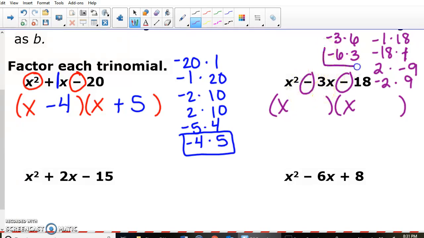So the one that would work this time would be this last one here. So I'm going to have a negative 6 and a positive 3. So let's check it. Negative 6 times positive 3 gets me negative 18. And then negative 6 plus 3 gets me my negative 3. So it's very similar to this last problem we did, only this time we're adding to give a negative number as well.